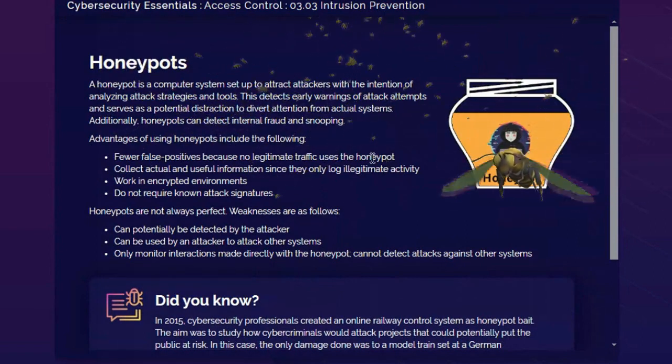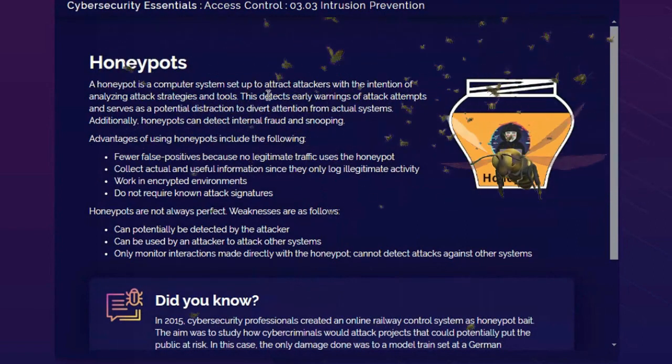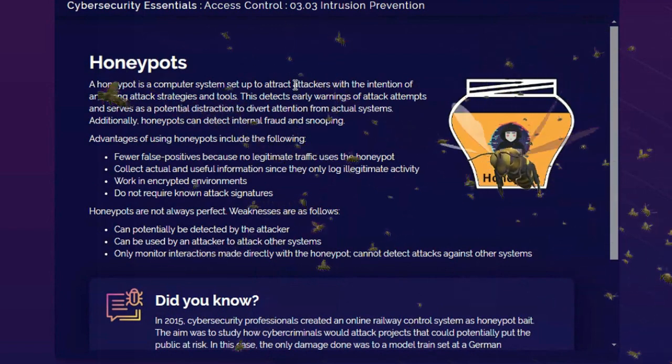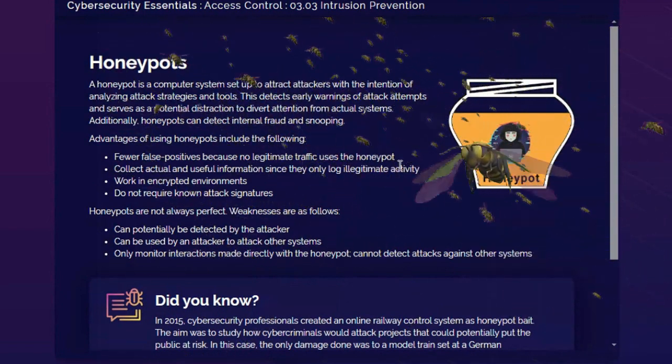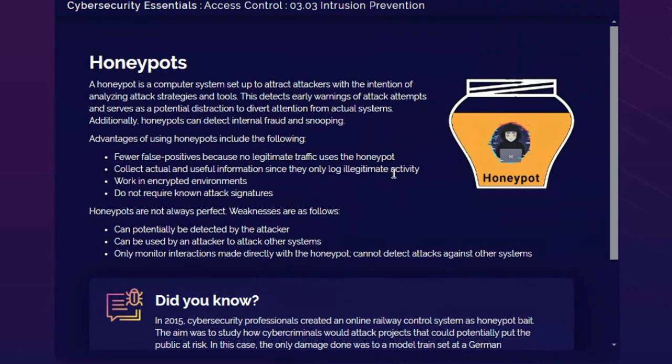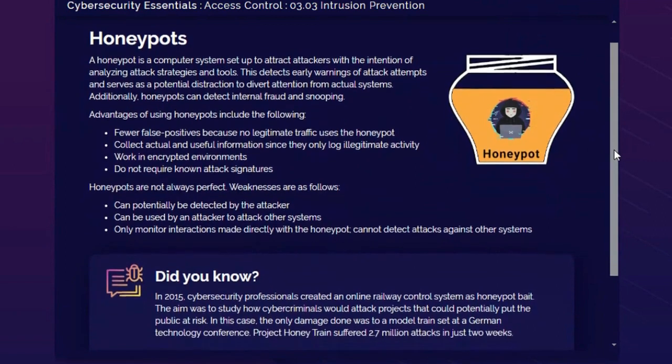Honeypots. A honeypot's a computer system set up to attract attackers with the intention of analyzing attack strategies and tools. It's kind of like a fake station, right? We're leaving it intentionally to see if we can lure someone in. This detects early warnings of attack attempts and serves as a potential distraction to divert attention from actual systems. Additionally, honeypots can detect internal fraud and snooping. They may catch somebody inside the company through a honeypot.